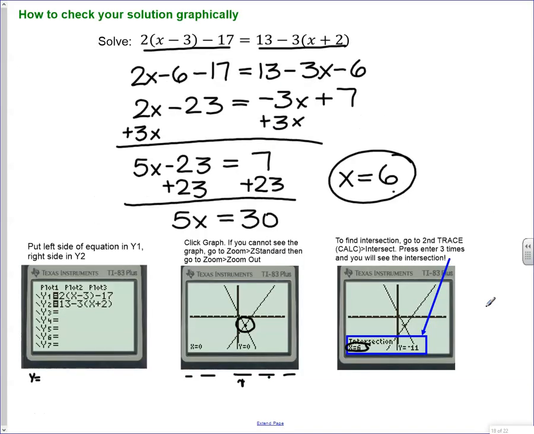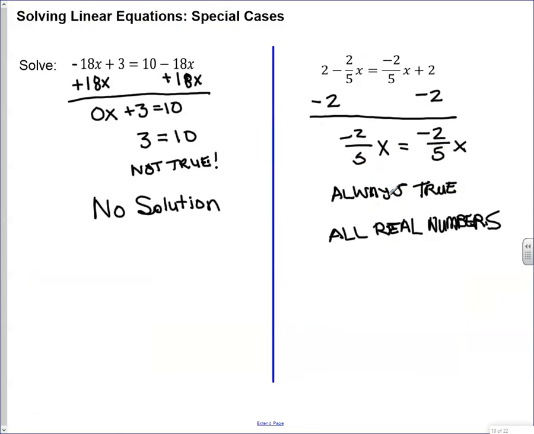Okay, so in most of the cases that we're going to solve, we're going to come out with an answer of x equals to some value. But there are two special cases where you'll either get no solution or you're going to get all solutions, so every value is going to work. So in the no solution case, you're going to end up with something that doesn't make sense. So here, when we're trying to solve for x, we end up removing the x on both sides, and we're just left with 3 equals 10, which of course is not true, right?